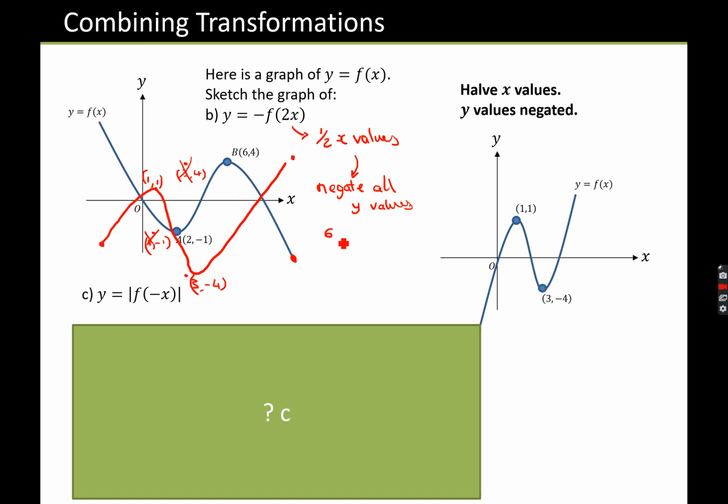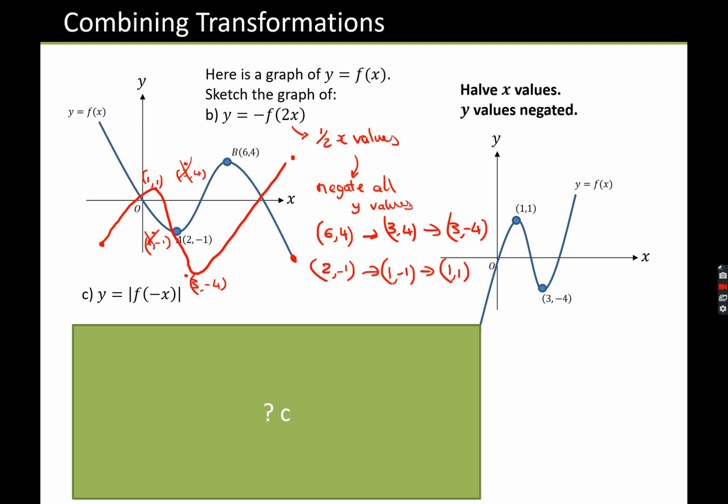So you could always write 6, 4 down and write 2 minus 1 down, and do these in stages rather than drawing them on your graph all the while. So 6, 4, half the x values will become 3, 4. Then negate the y value, become 3 minus 4. Then for this one, we'll go from 1 minus 1. Then negate all the y values, so it'll become 1, 1. That might be easier. Think again what's going to happen to the extremities of your graph as well.